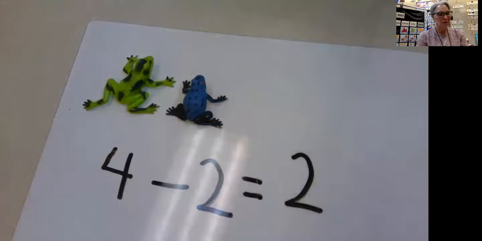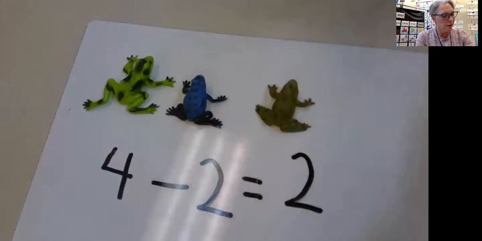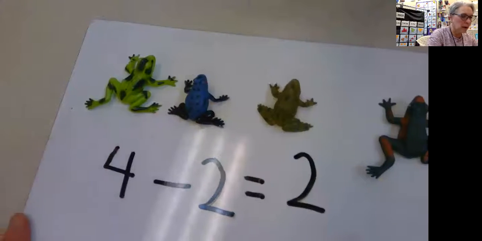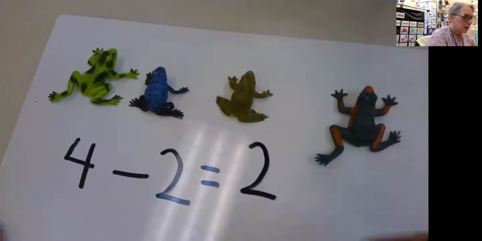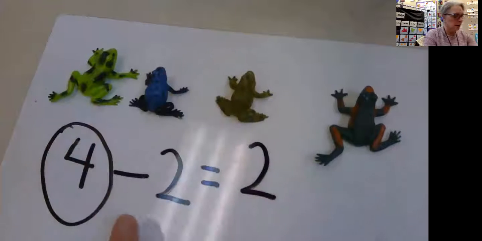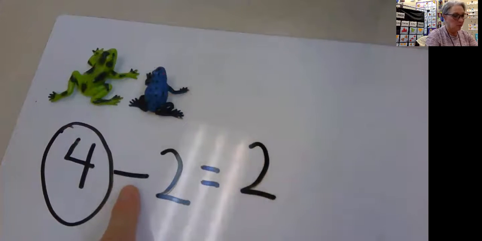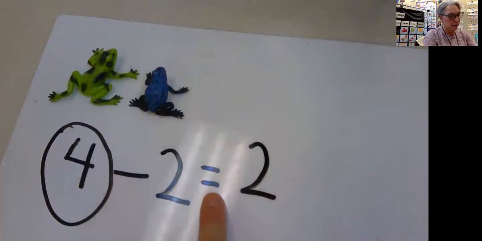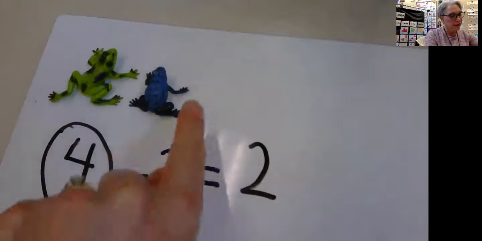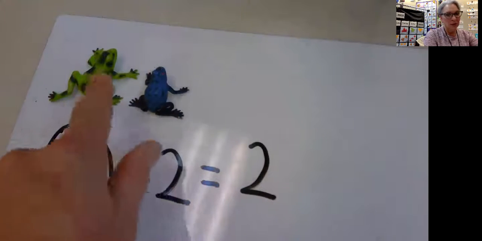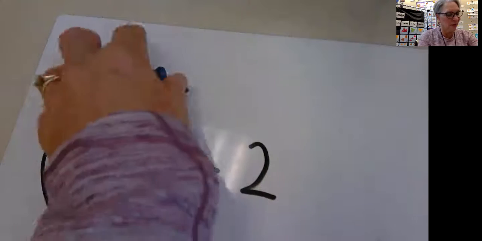So the story I just told about the 4 frogs being at the pond is this equation. There were 4, which is this number right here. And then 2 went away, which means minus. And 2 went away, which is why you wrote that number. And then this means whatever is left. And how many are left? 1, 2. Good. All right.